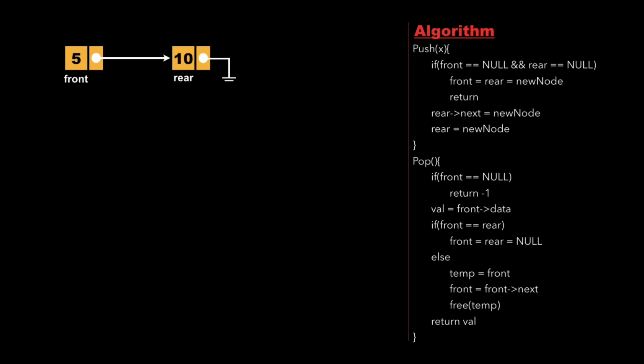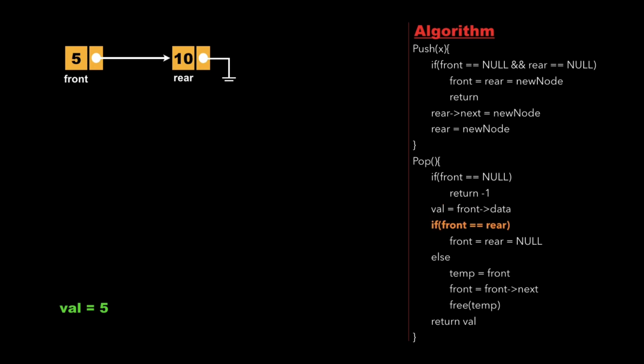So we have looked at the push function. Now let's have a look at the pop function. In case of pop function, we first check whether front is equal to null. So this condition is where the linked list is empty or the queue is empty. Then we create an int variable val and we assign it the value front of data. So the value of the variable val is 5.